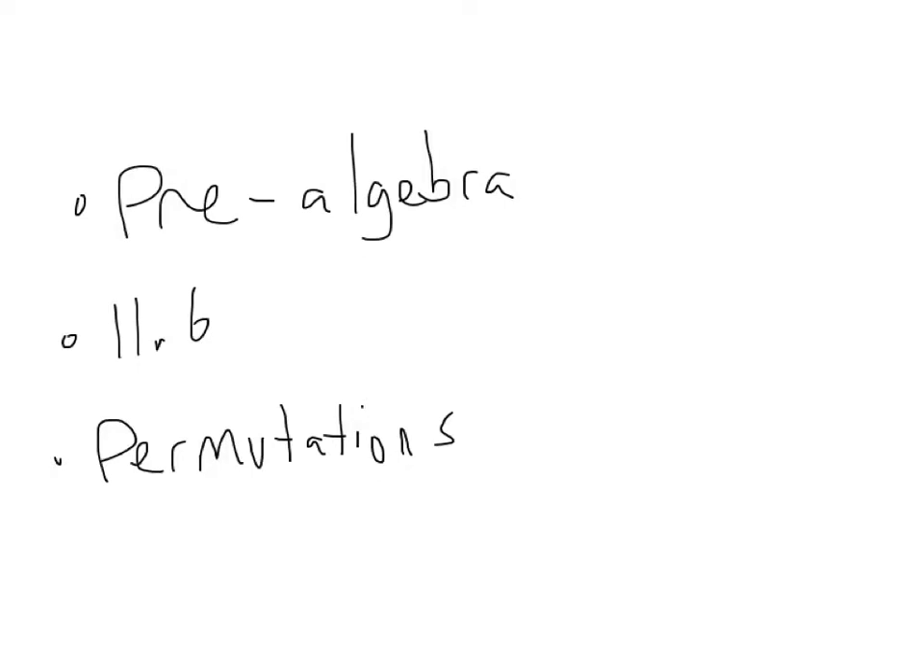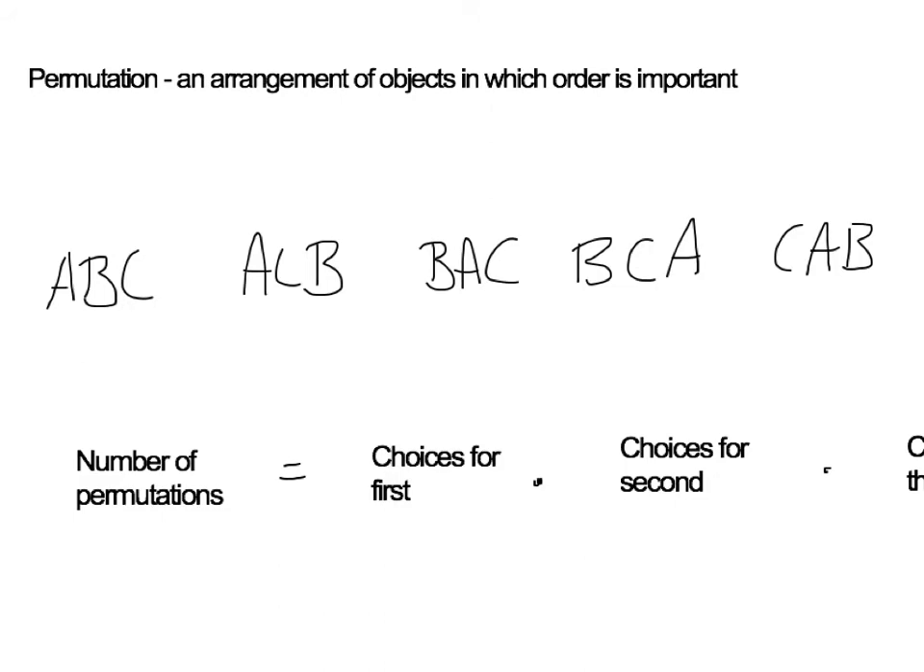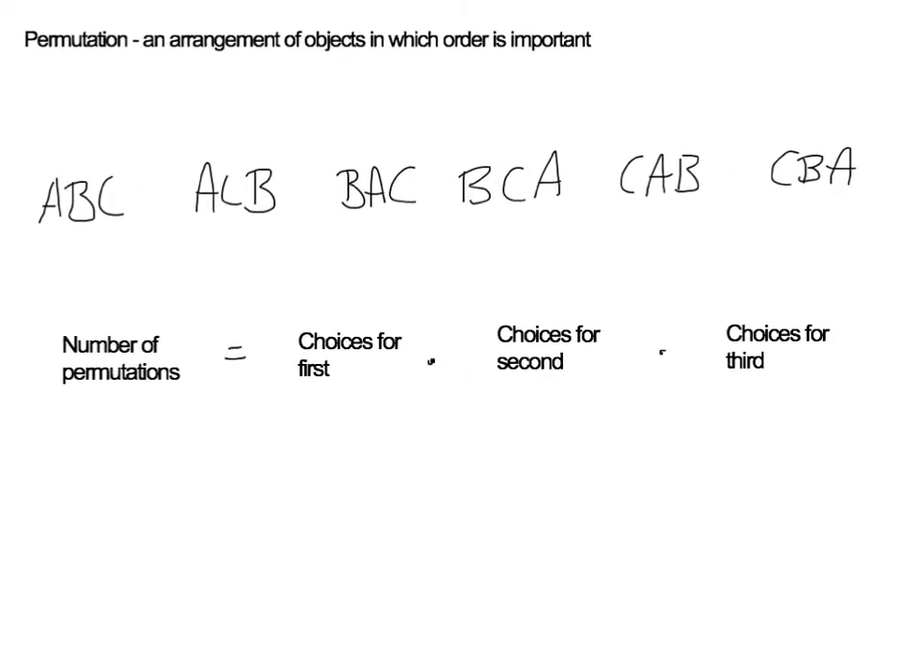We're talking about 11.6 today, which is all about permutations. So what's a permutation? Well, a permutation is an arrangement of objects in which order is actually important.